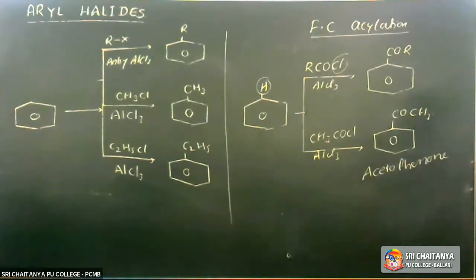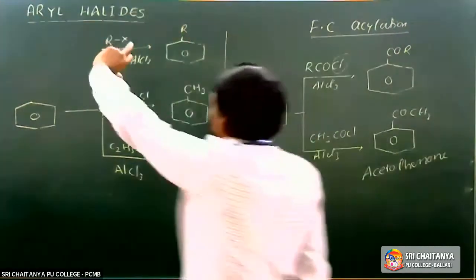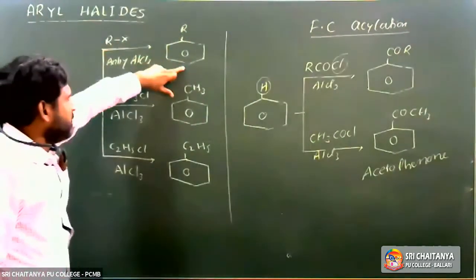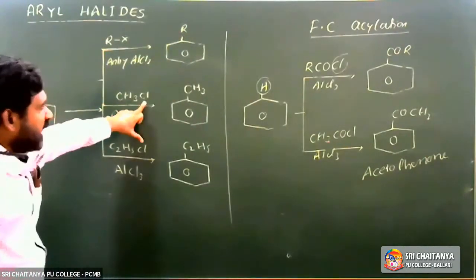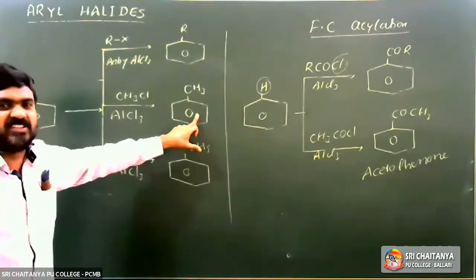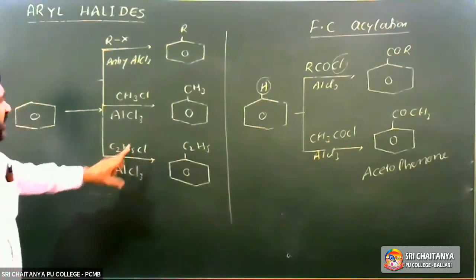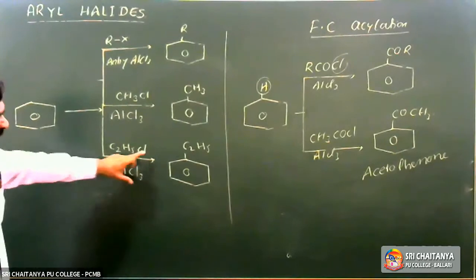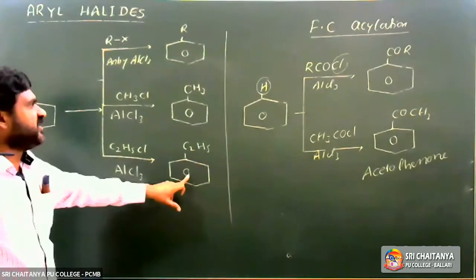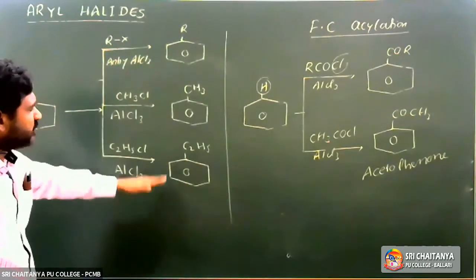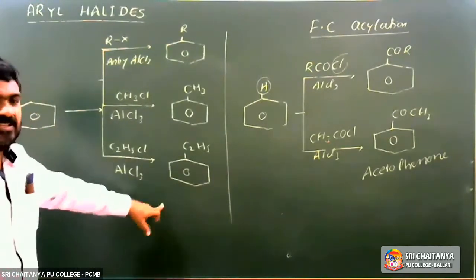Benzene reacts with an alkyl halide and an alkyl benzene is formed. For example, with methyl chloride, methyl benzene is formed, called toluene. When benzene reacts with ethyl chloride, ethyl benzene is formed. These are Friedel-Crafts alkylation reactions.